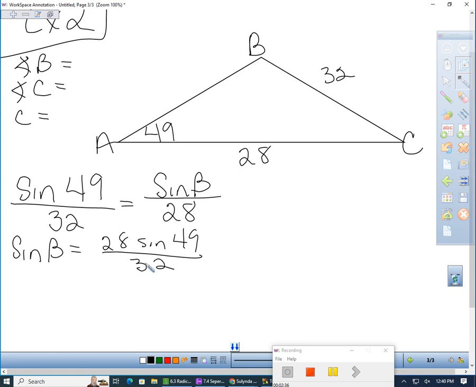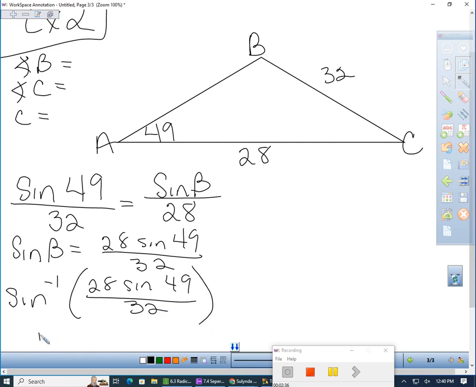How do I put that in my calculator? With the inverse. So you're putting sine inverse of 28 sine 49 divided by 32. That means that B equals what? 41.33. Okay, that's angle B, 41.33. I'm going to put that up there.